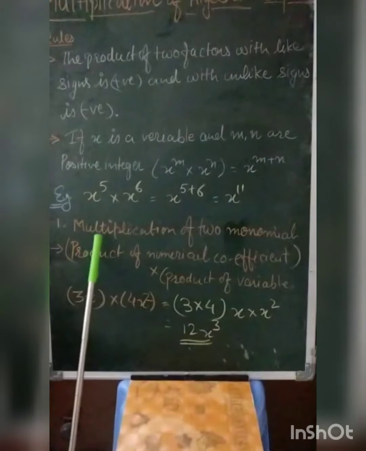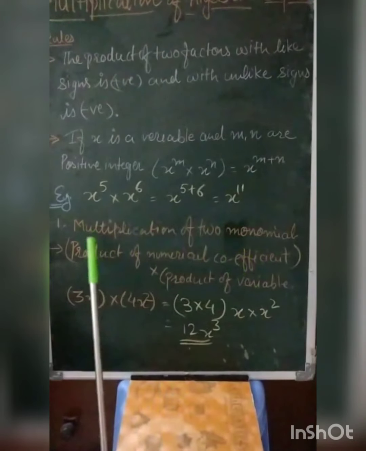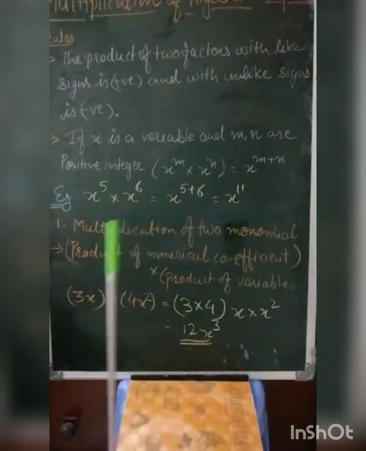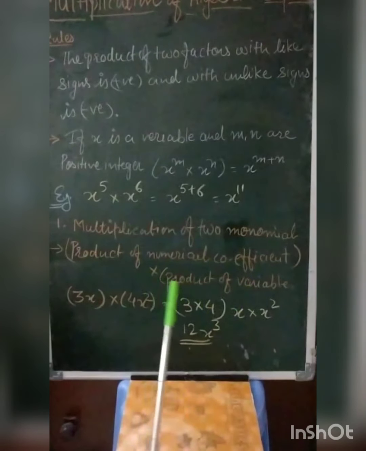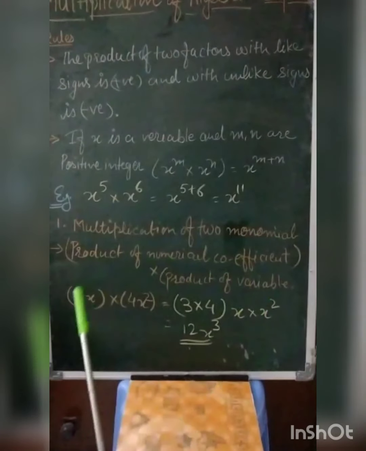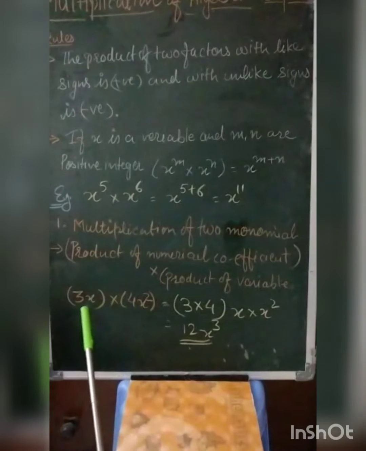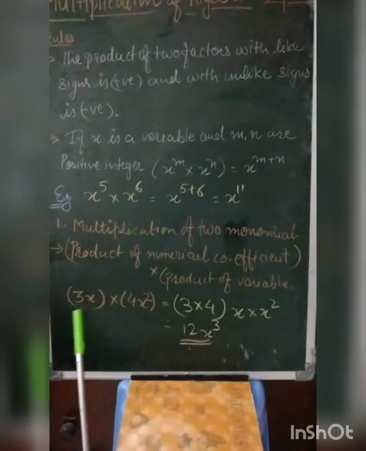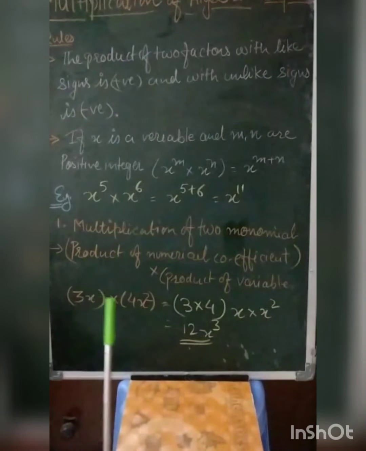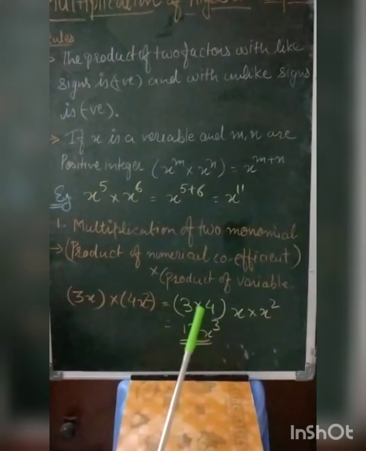Now the topic is multiplication of two monomials. When we are doing the multiplication of two monomials, we have to start with the product of the numerical coefficients multiplied by the product of the variables. Example, 3x multiplied by 4x square. These are the two monomials we have taken, and firstly we have to do the product of the numerical coefficients. So here the numerical coefficients are 3 and 4. So the product of 3 and 4 we will write first in a bracket.